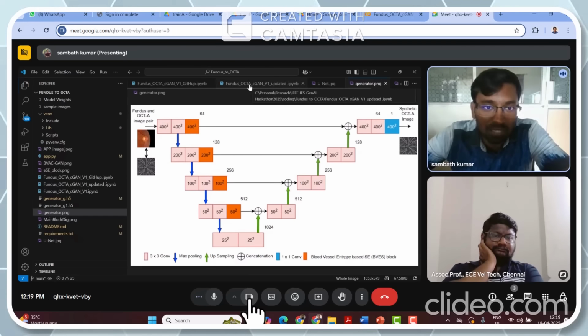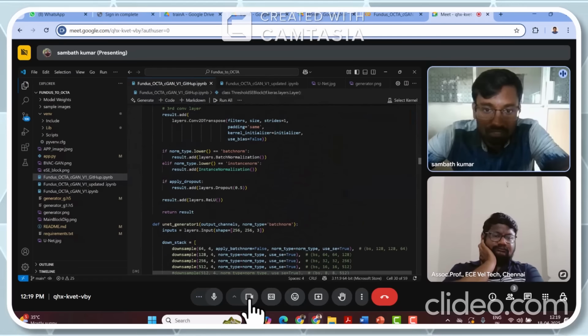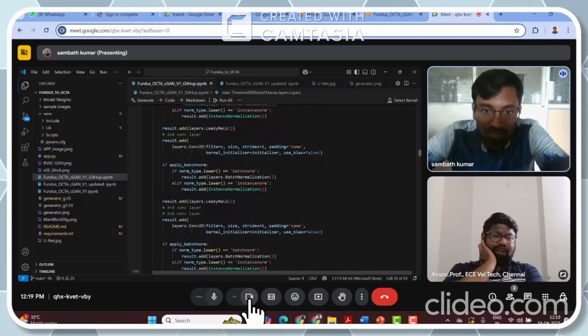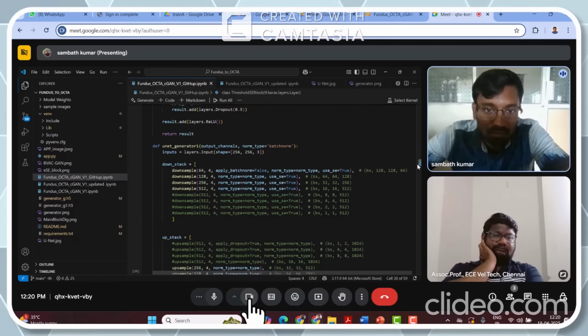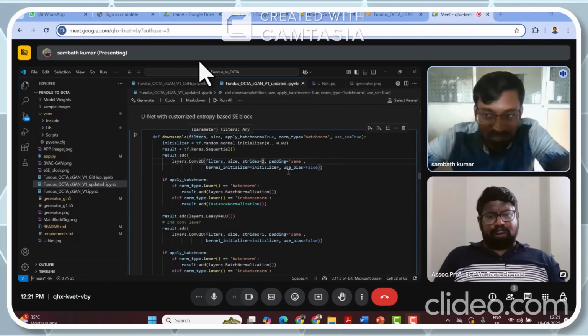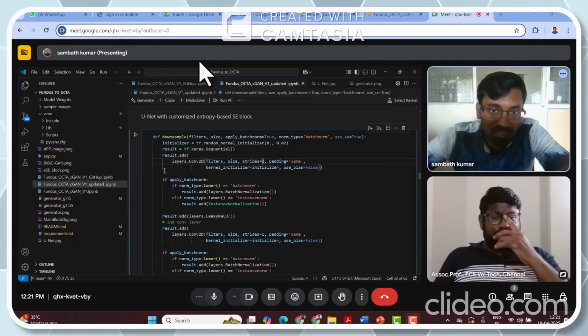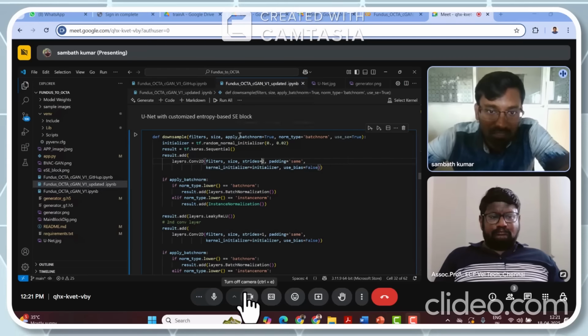Now let me explain the code. First I'll tell you about the U-Net generator. Then after that, we have added certain parts, like blocks, and I'll tell you about them one by one. Okay, let me explain the architecture of the generator. This is our customized U-Net with the entropy based SE block.